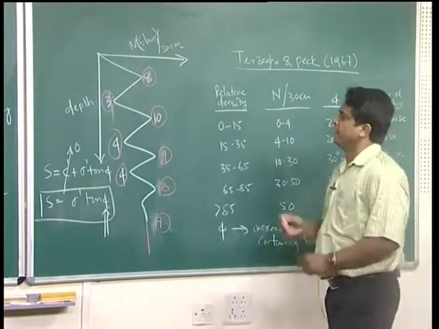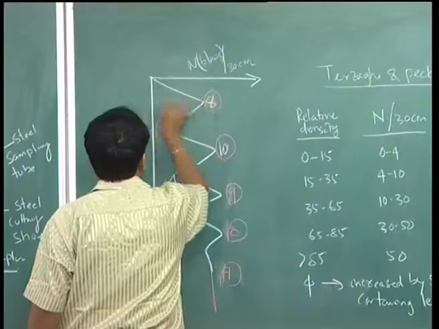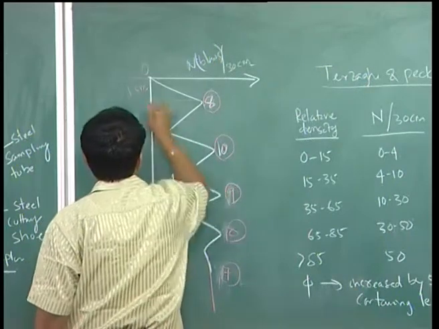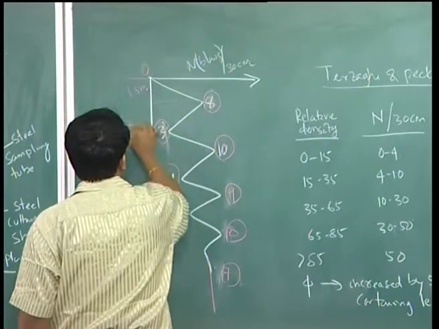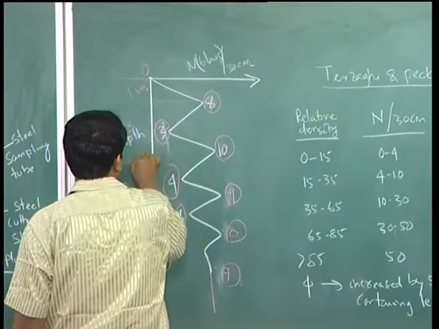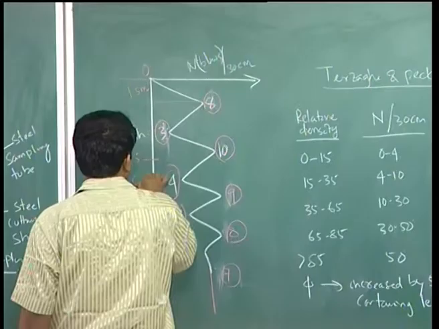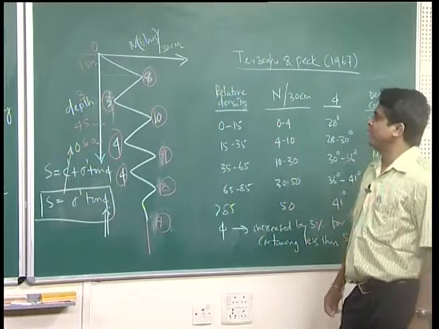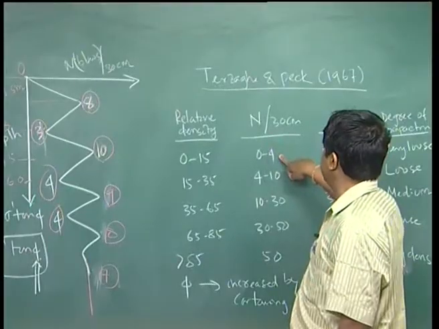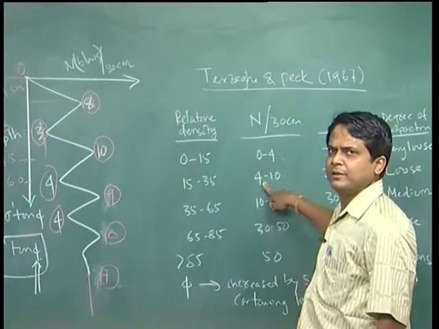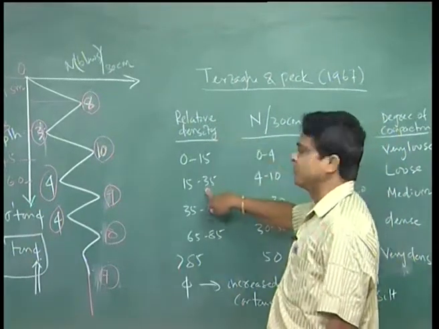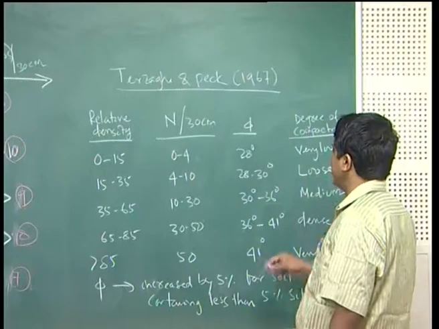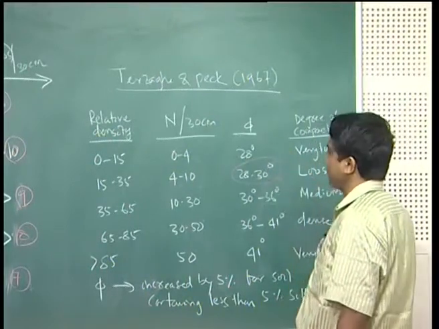Now, look at this. Up to the first 1.5, this is 1.5 meter below the ground, this is 0, this will be 1.5, this is 3, this is 4.5, then 6. At 1.5 meter below the ground surface, the N value is 8. N value 8 means it is 4 to 10. 4 to 10 means relative density is 15 to 35. Relative density of 15 to 35 means the angle of internal friction varies between 28 to 30 degrees.